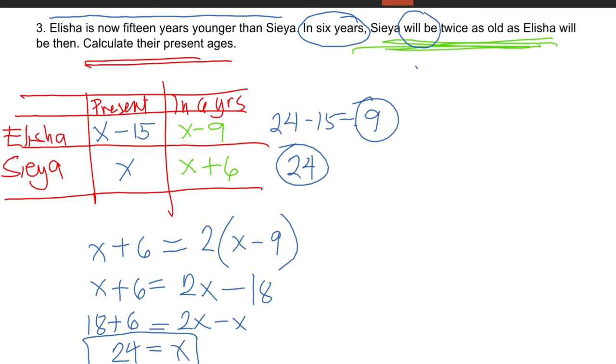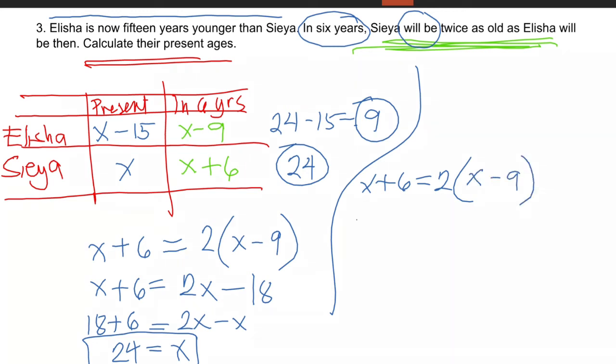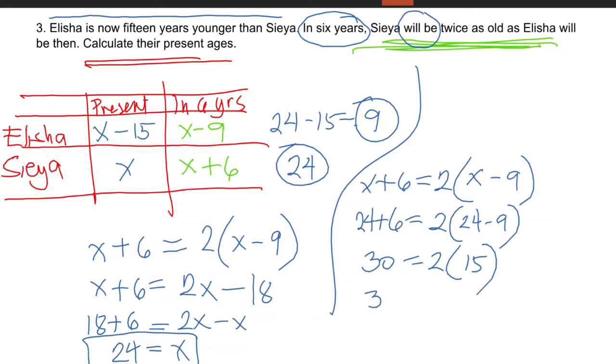Let's try to check if our answer is correct. So let's use our equation. x plus 6 equals 2 times the quantity x minus 9, and substitute the value of x. So we have 24 plus 6 equals 2 times 24 minus 9. So we have 30 equals 2 times 15. 30 equals 30, and our answer is correct. Therefore, the age of Elisha is 9 and the age of Sia is 24.